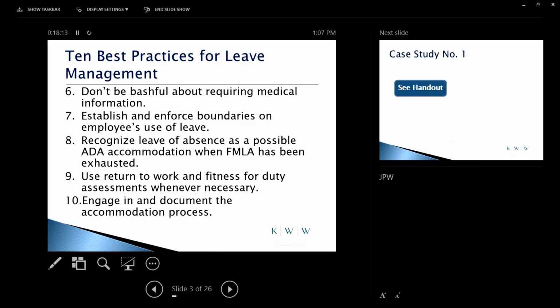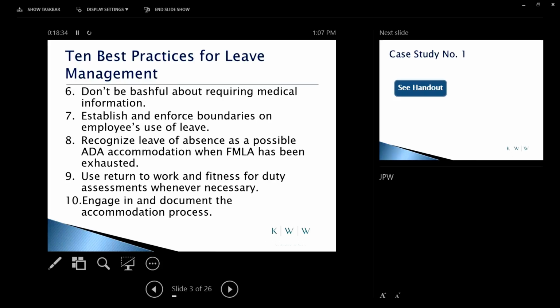Number 6, don't be bashful about requiring medical information from your employee. Some employers have this notion that HIPAA applies and they can't ask invasive questions, but the law gives you considerable leeway in making medical exams or inquiries, and you need to exercise your rights there to make informed decisions.